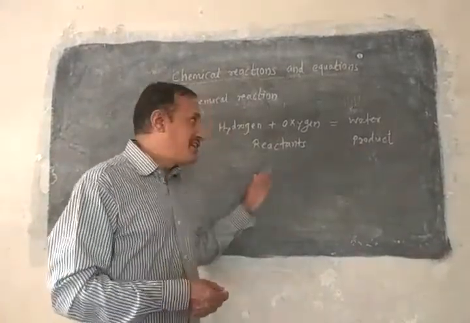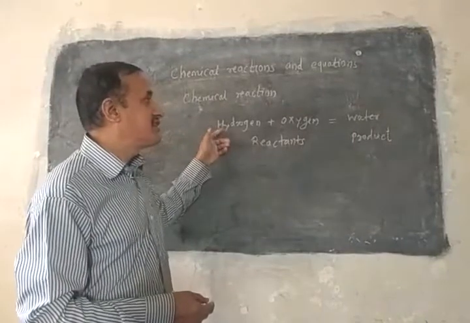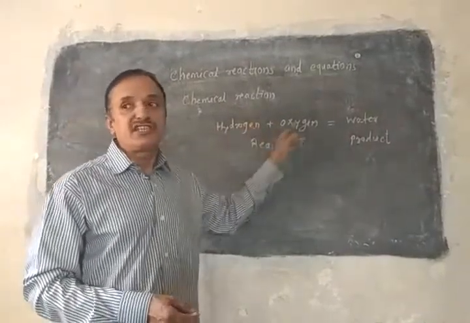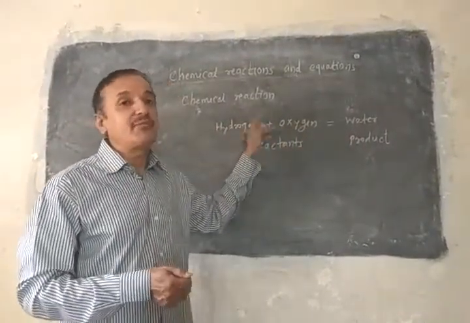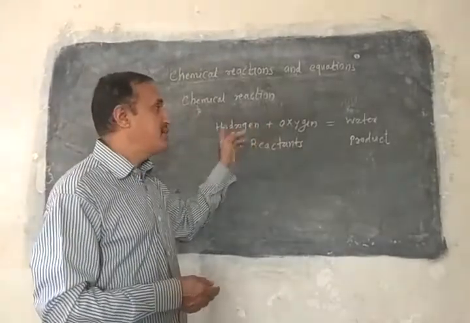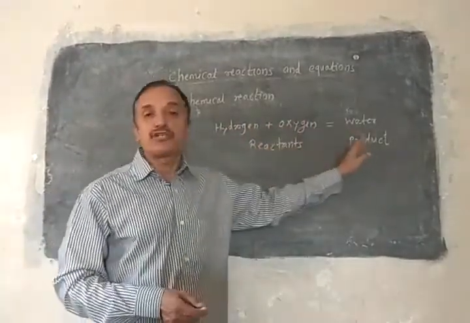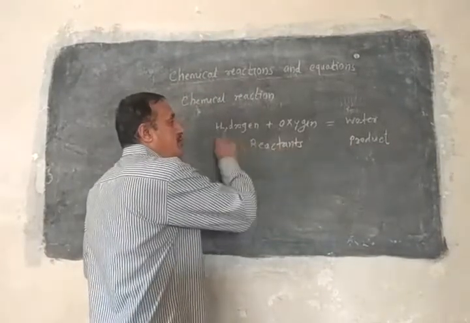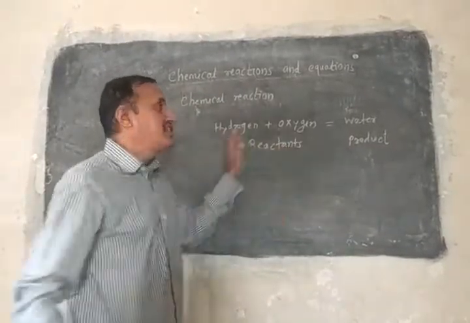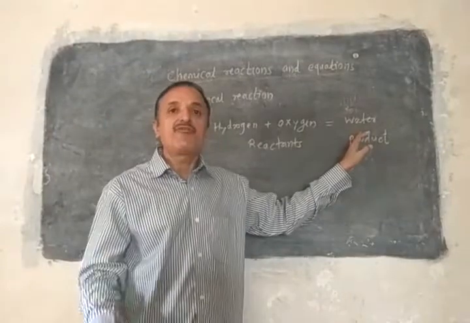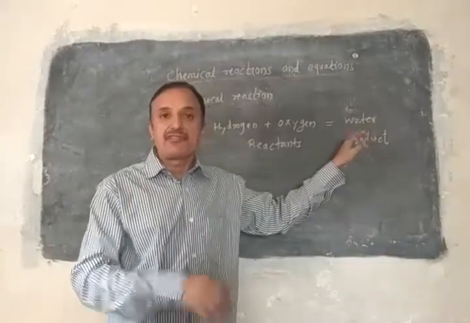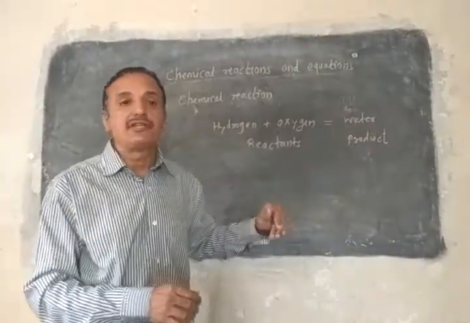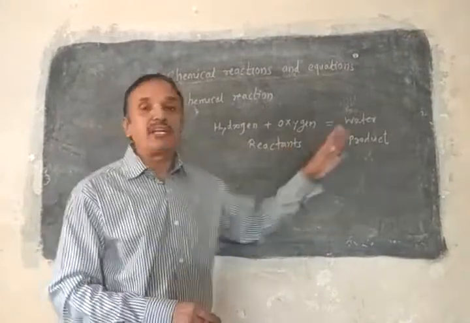So a chemical equation is nothing but the substances that are chemically combined, the reactants, react to form products. When we represent this reaction with the help of chemical formulae, then it is a chemical equation.